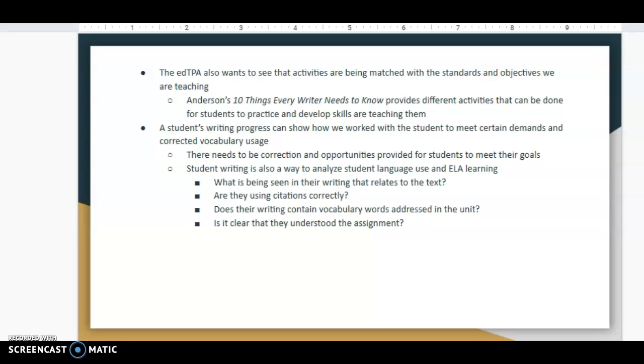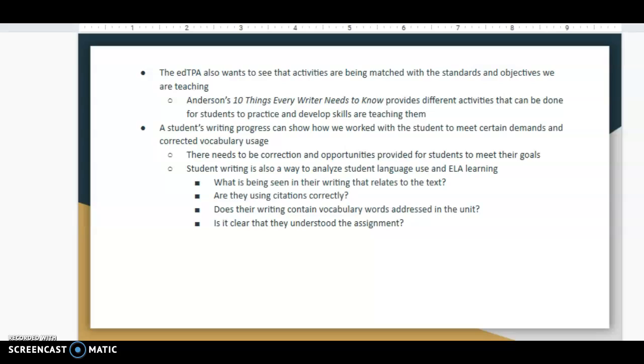Are they using citations correctly, such as are the quotation marks in the right place? Did they put the page number? Did they put the author's name? Do they have a lead into the quote and not just the quote's just in the middle of the paper and there's no explanation or anything that led up to that? Does their writing contain vocabulary words addressed in the unit? So there's always some form of vocabulary instruction. Are they using those words in the paper correctly? Are they demonstrating that they understand? Is it clear that they understood the assignment overall?